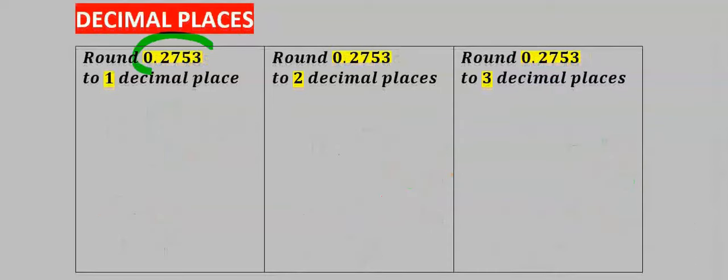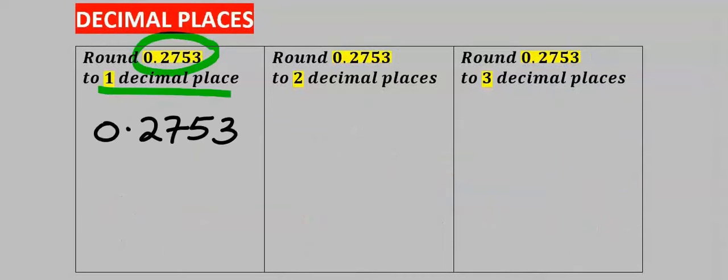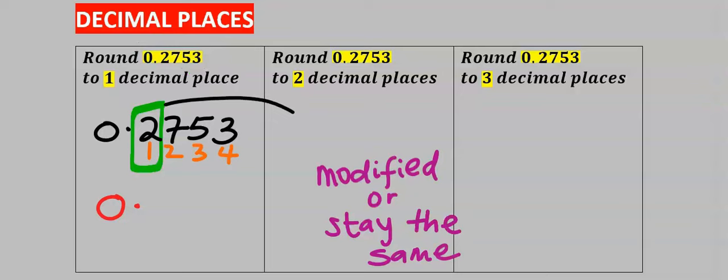Next, let's consider this value to 1 decimal place. The number before the decimal is not our consideration. The first number after the decimal is 2. This 2 will either be modified or it will stay the same. However, 7 is up to 5 and 7 can modify 2 to become 3 to 1 decimal place.